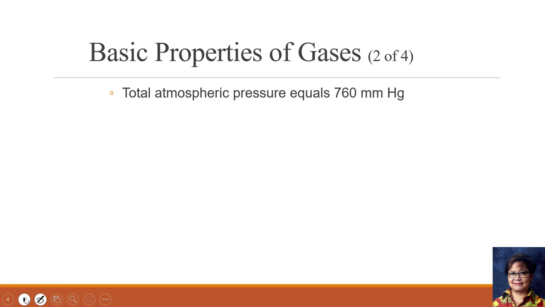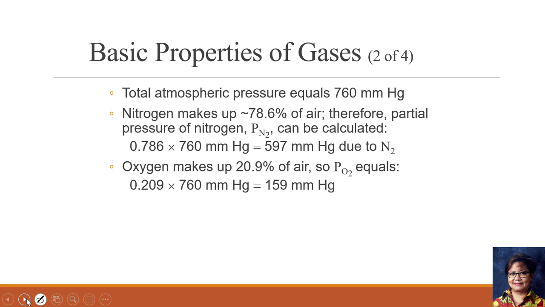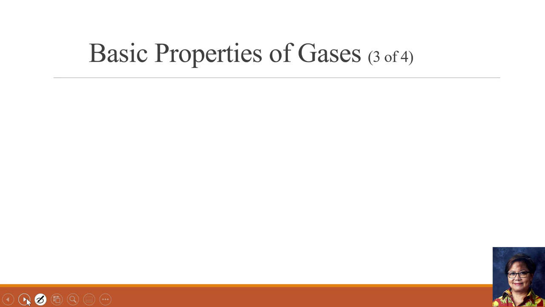The total atmospheric pressure equals 760. Nitrogen takes up 78%, which is equal to about 597 millimeters of mercury pressure. Your oxygen supplies about 21% of air, which is equivalent to about 159 millimeters of mercury pressure. And your carbon dioxide is really very small.